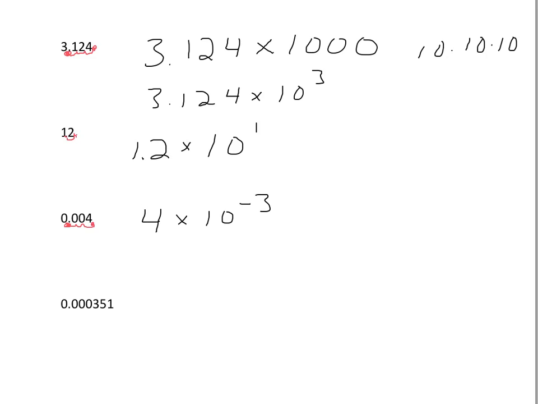Let's try one more decimal one. I start here. Move over 1, 2, 3, 4 to give me 3.51 times 10 to the, I moved it over 4, so 10 to the negative fourth.